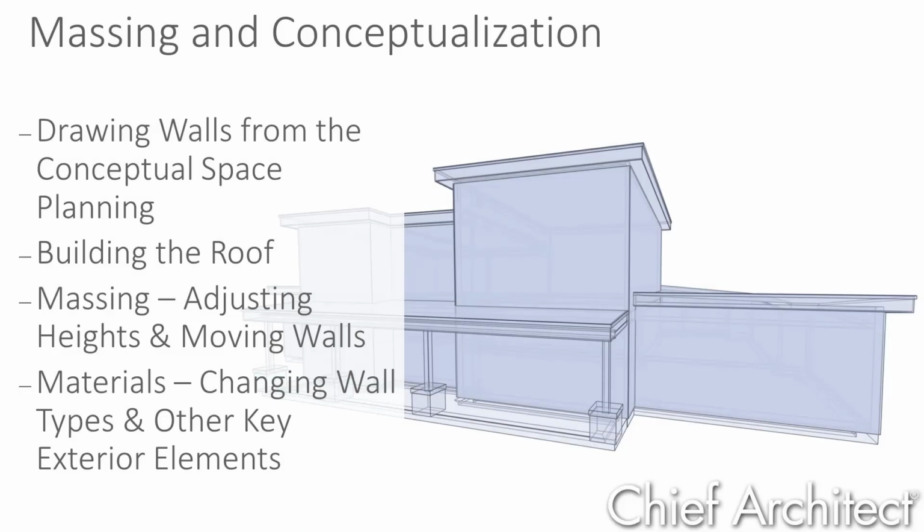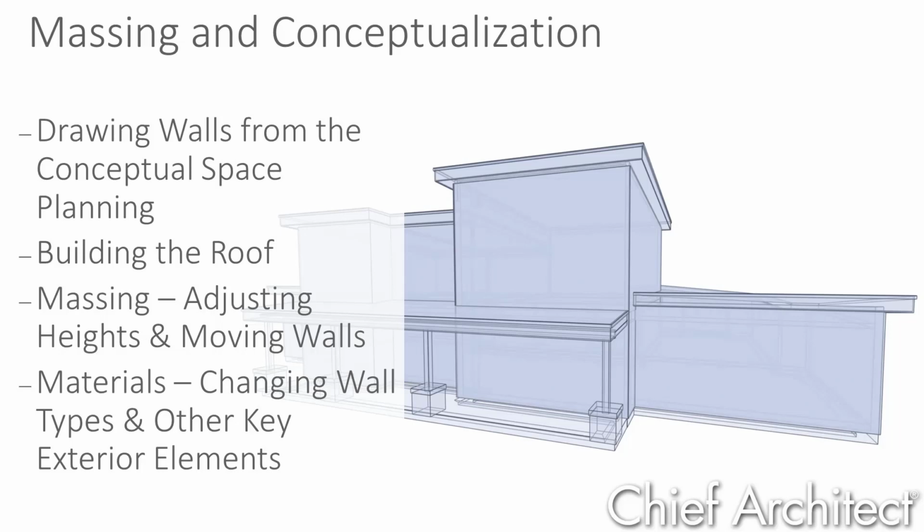For this massing and conceptualization session, I'll cover drawing the walls around the perimeter of the space planning diagram that was created in the previous session, and then build a roof that can be used to visualize the design. The idea with this approach is to take a 2D plan concept and turn it into a 3D concept before spending a lot of time focusing on the plan details.